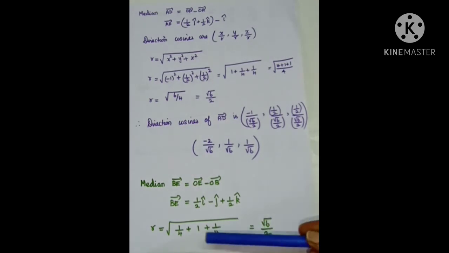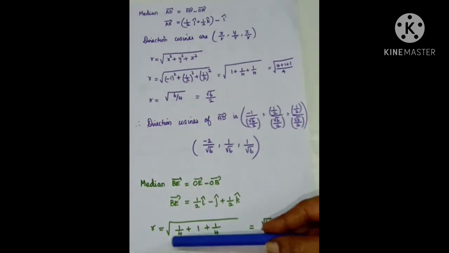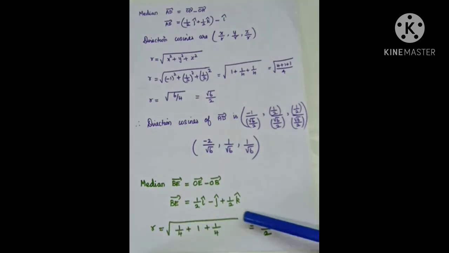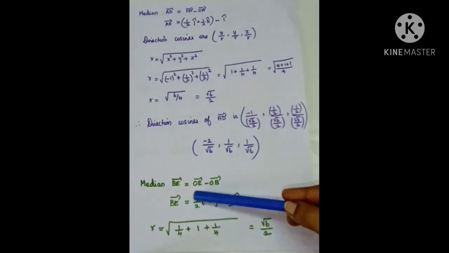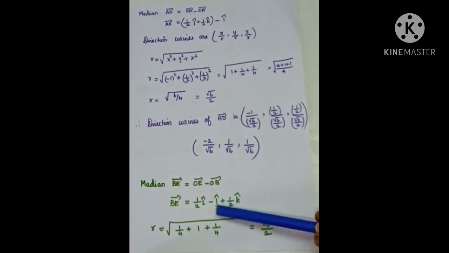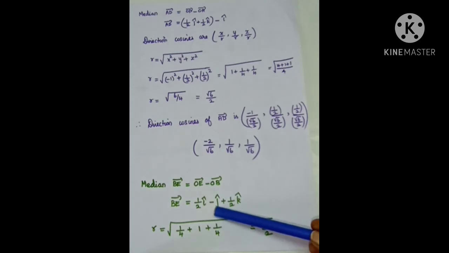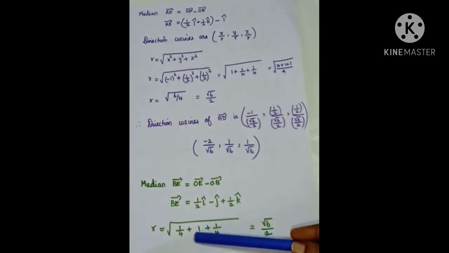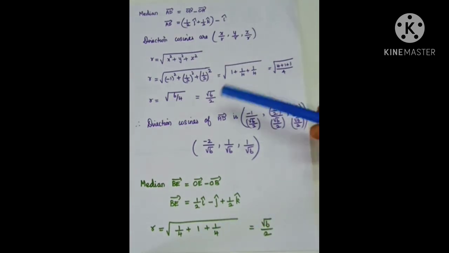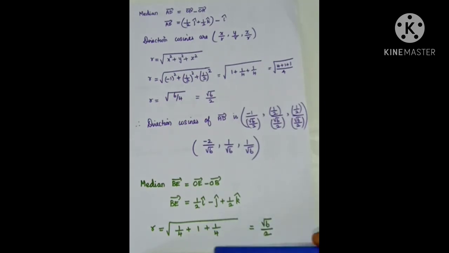So here the same formula is used. For that you need R. R is nothing but square root of X. X is what? 1 by 2. So X squared is 1 by 4. And what is your Y? Minus 1. So plus minus 1 the whole square. Minus 1 the whole square is 1. Plus half the whole square is 1 by 4. In the same way, the same thing here. So if you take LCM, you will get the answer as root 6 by 2.